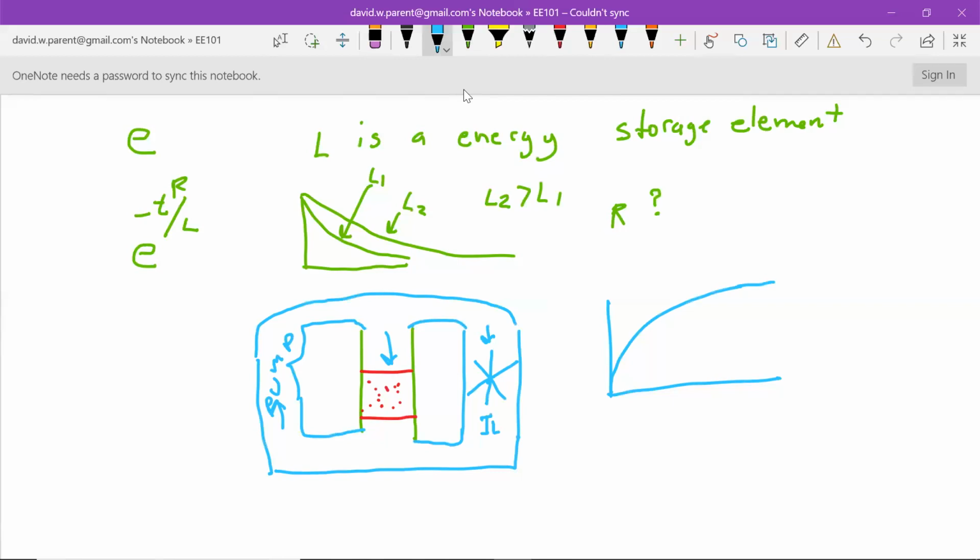So if I have R1 and R2, in this case R1 is bigger than R2, all right?